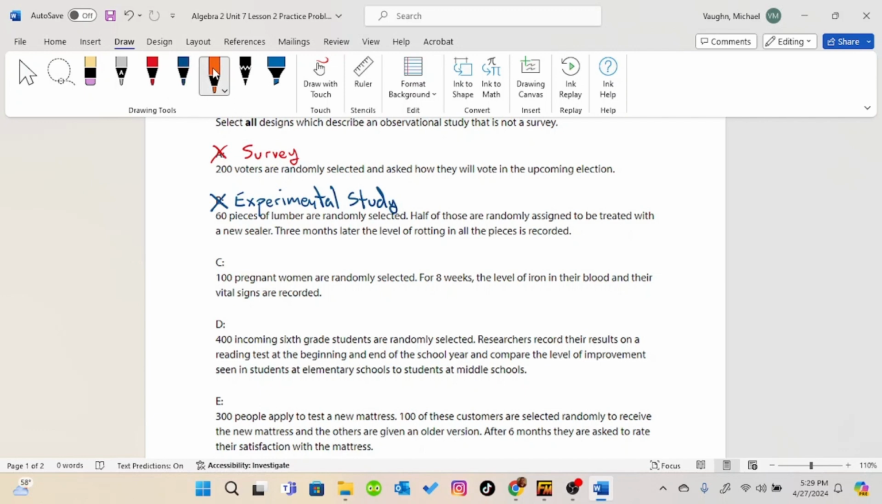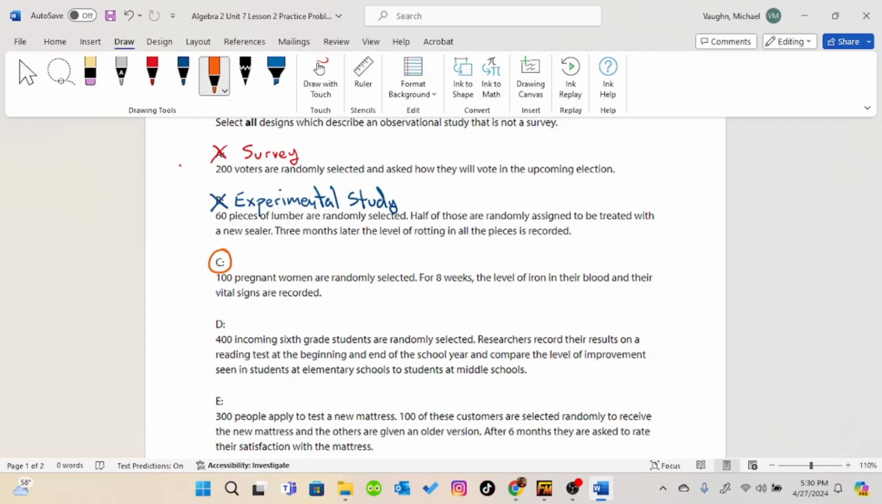Choice C. 100 pregnant women are randomly selected. For 8 weeks, the level of iron in their blood and their vital signs are recorded. This is correct. This is an observational study. Nothing is being influenced. These women are simply having their vital signs and their iron levels monitored, but there is no experimenting happening. So C is correct.